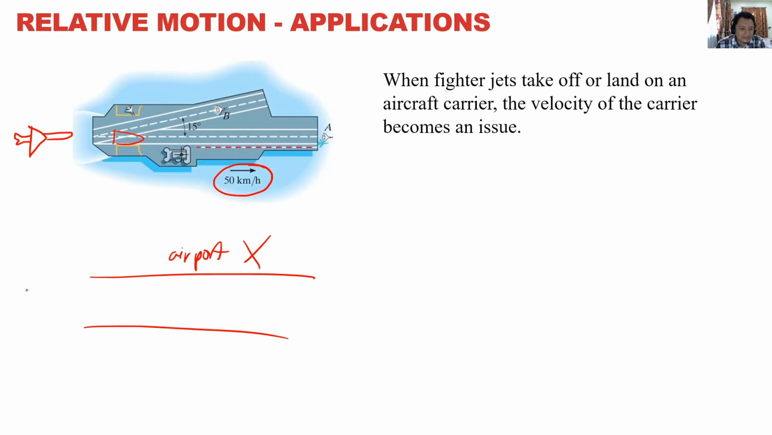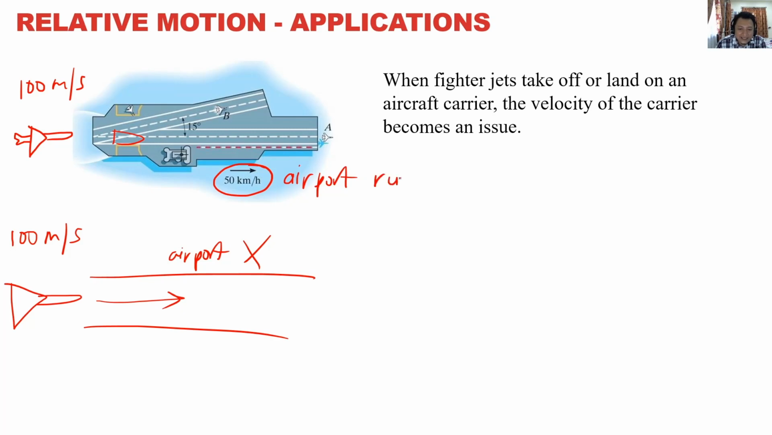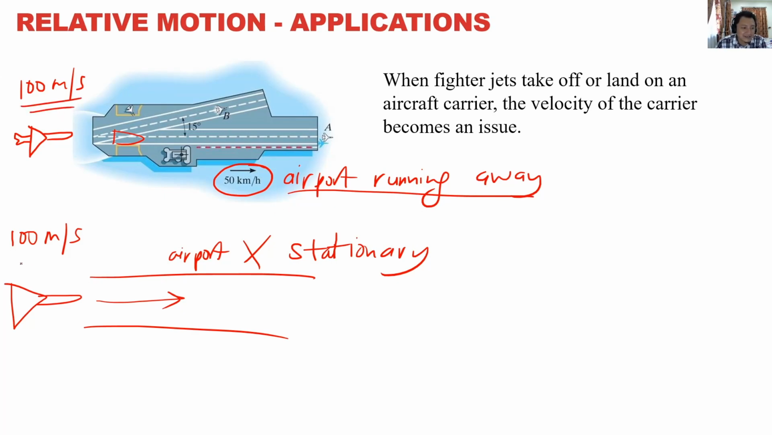If the landing speed is supposed to be, let's say, 100 meters per second, it's the same case. You want to maintain that landing speed, but your airport is moving already. Your airport is running away. So you have a big problem. This airport is stationary, not going anywhere. This airport is running away. Let's say you want to maintain 100 meters per second landing speed.